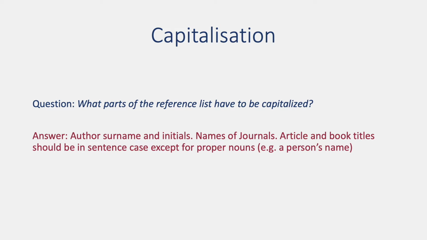It's important to follow the correct rules for capitalization in references. The author's surname and initials should be capitalized, the names of journals should be capitalized, but article and book titles should be in sentence case, except for proper nouns, for example, a person's name.